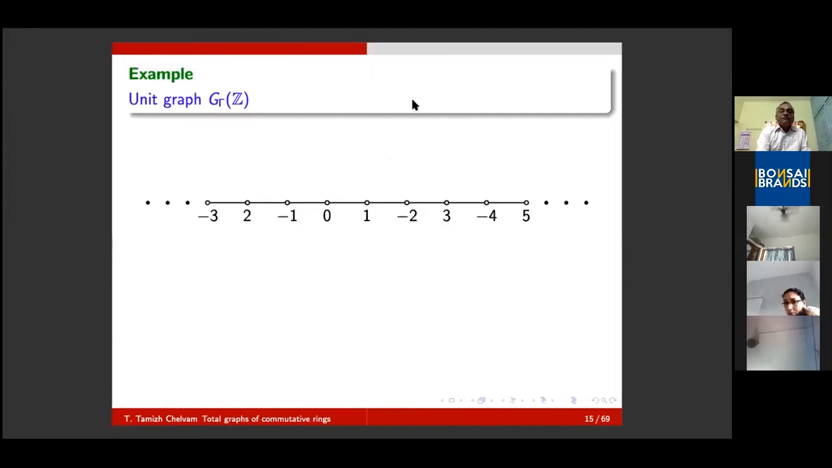So in the case of the unit graph for integers, please look at that. I have taken all integers 0, 1, -1, -2, 2, 3, -3, and so on. Note that the units in the integers are 1 and -1. If you add 0 and 1, it is 1, a unit, so an edge. 0 and -1, the same way. 2 plus -1, -3 plus 2, and so on. So the unit graph of the ring of integers is an infinite path.